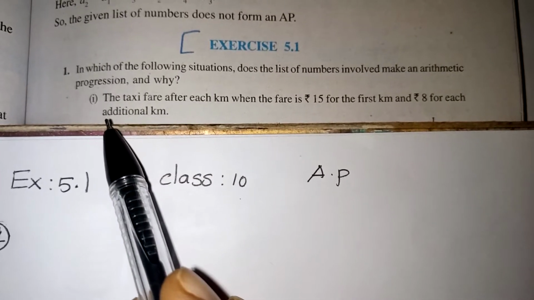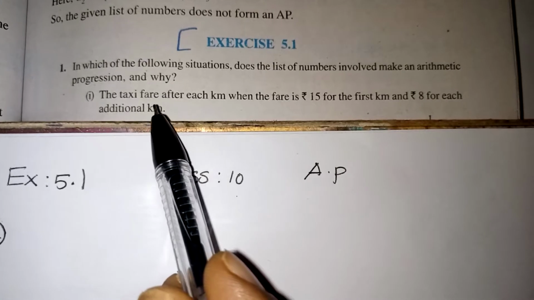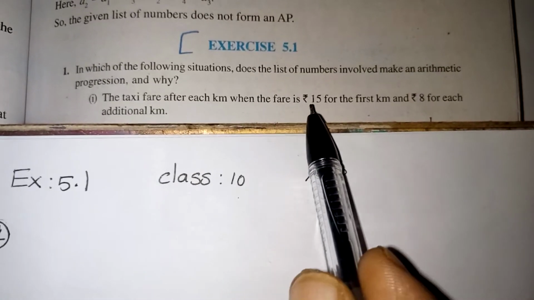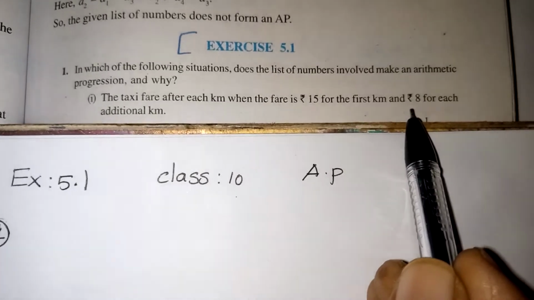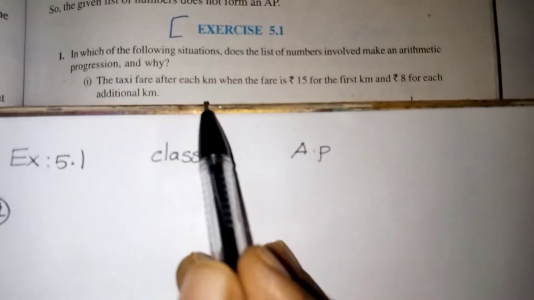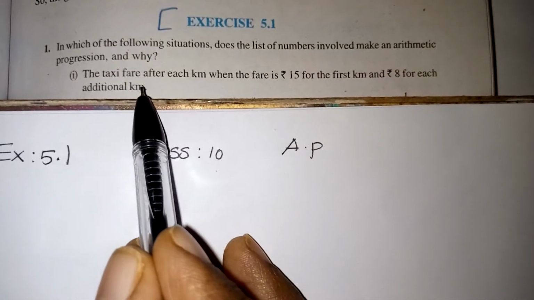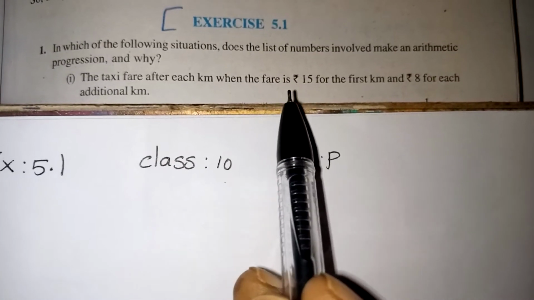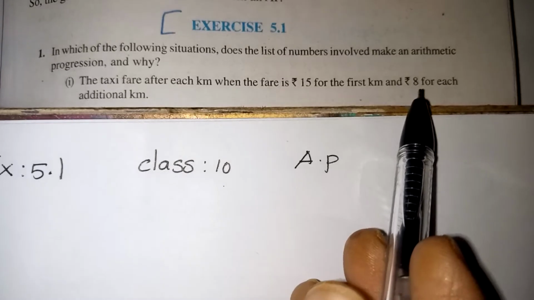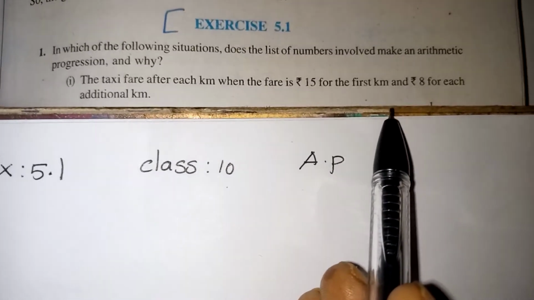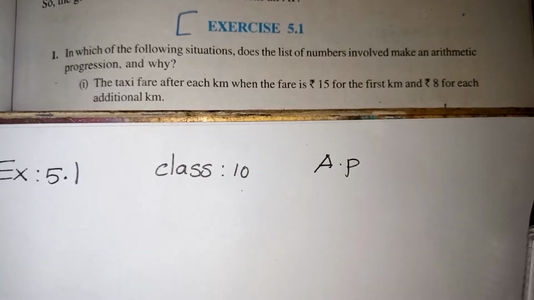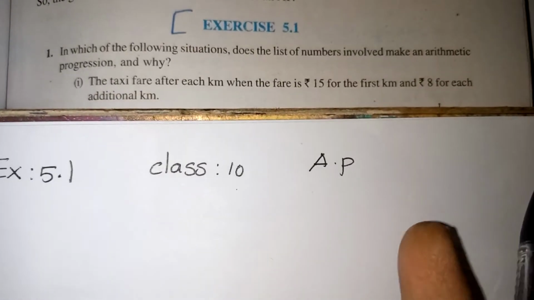Coming to the first problem. The taxi fare after each kilometer, when the fare is rupees 15 for the first kilometer and rupees 8 for each additional kilometer. So the taxi gets 15 rupees for the first kilometer alone. For the next kilometer onwards they take 8 rupees. If they are moving for one more kilometer they have to pay 2 times 8 rupees.